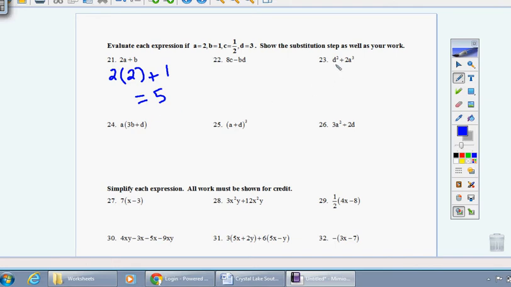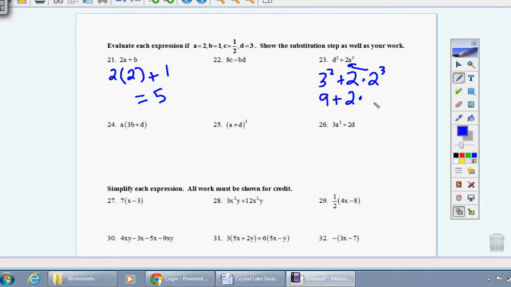Alright, 23. Okay, I got d. So d is 3, so I'm going to have 3 squared plus 2 times 2 to the third. So I have 3 squared plus 2 times 2 to the third. Okay. So let's see what we got. Let's do our exponents first. So 3 squared is going to give me 9, plus 2 times 2 to the third, because that's right, I plugged in that 2 for a.